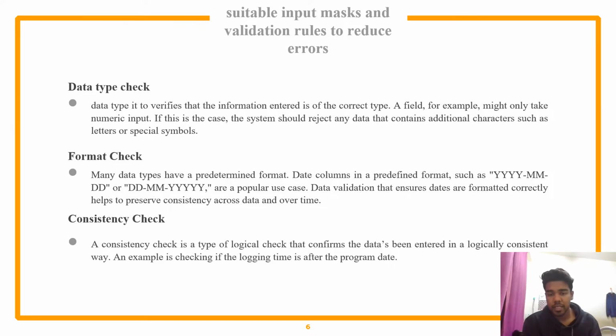Data columns in predefined formats such as year, month, date, or date, month, year are a popular use case. Data validation that ensure dates and formatted correctly helps to preserve consistency across data and over time. Third, consistency check. A consistency check is a type of logical check that confirms the data being entered in logical consistent way. An example checking if the logical is after the program date.